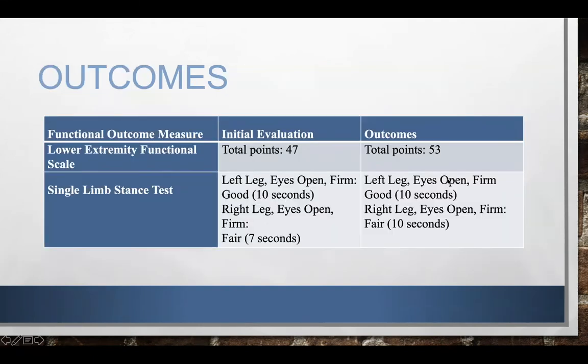The two functional outcome measures that were implemented included the lower extremity functional scale and the single limb stance test. The lower extremity functional scale improved from 47 points to 53 points out of a total of 80. He improved in the category of getting in and out of his car and his work activities. The patient's single limb stance improved from 7 seconds to 10 seconds on his right leg at 30 days re-examination.